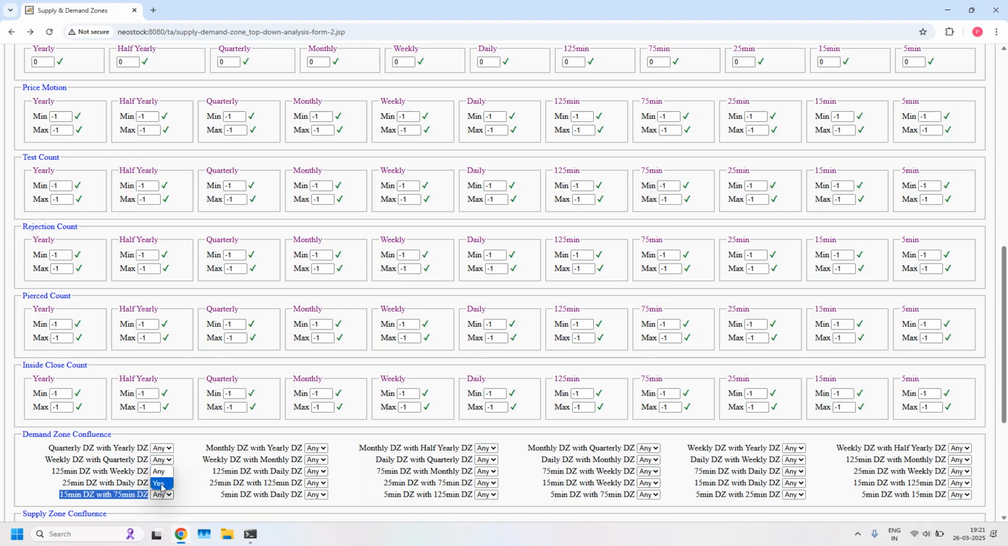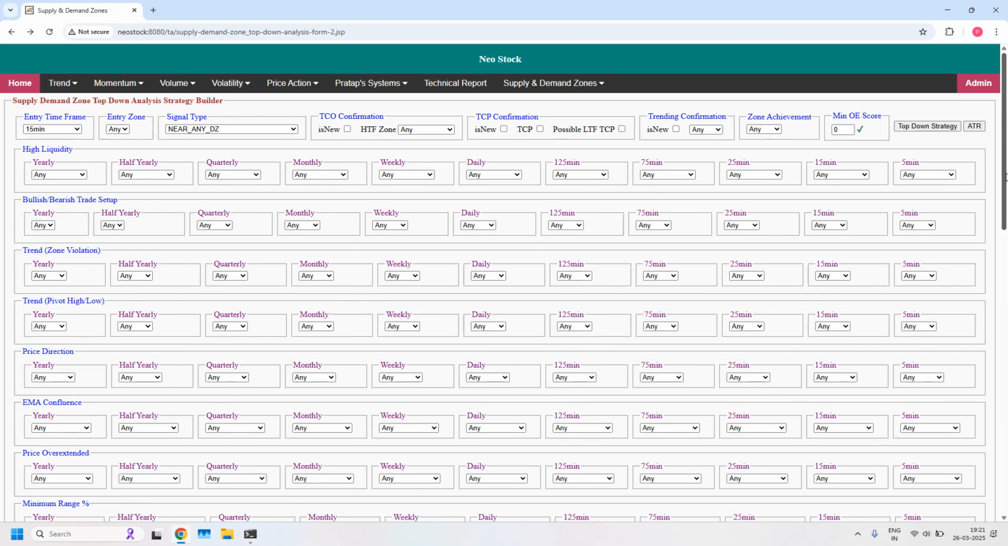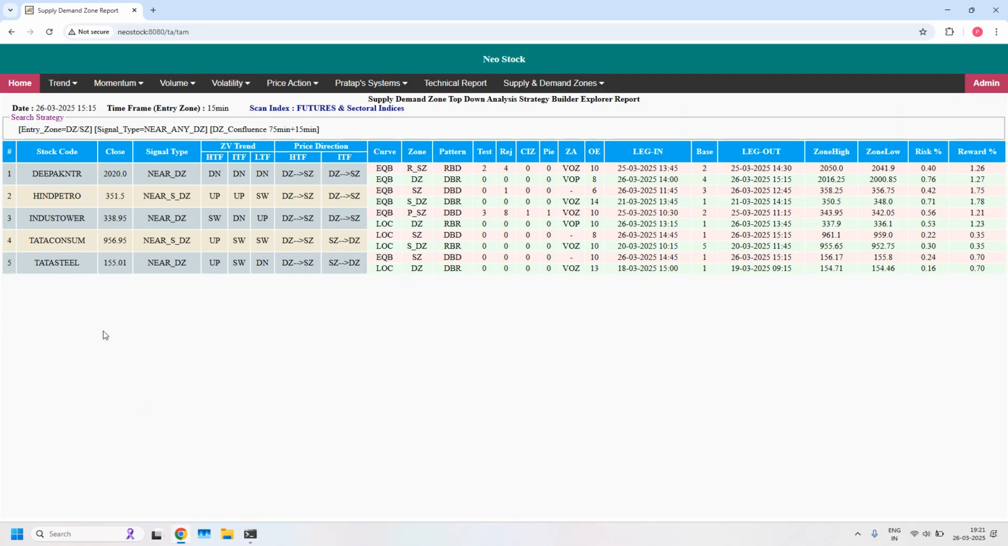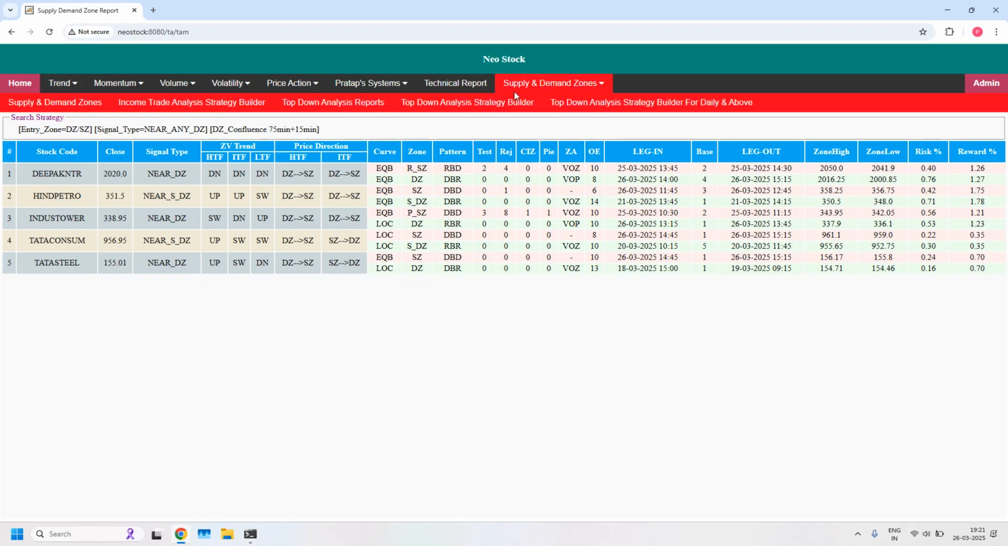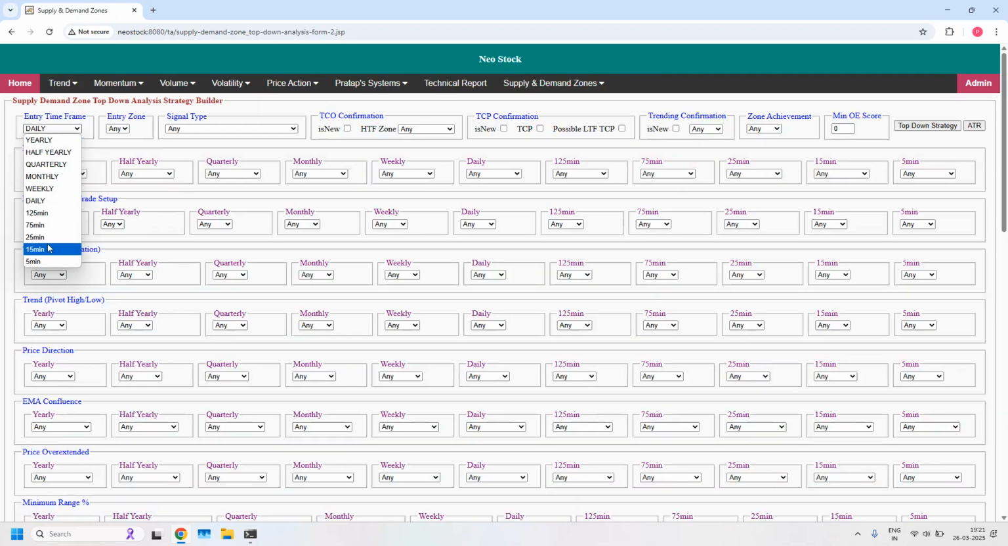I am enabling the filter. We got 5 stocks. All these 15 minutes demand zones overlapped with 75 minutes demand zone. Okay, next 15 minutes time frame.